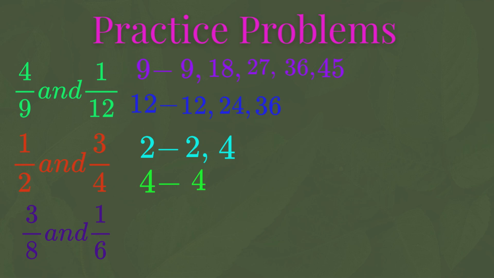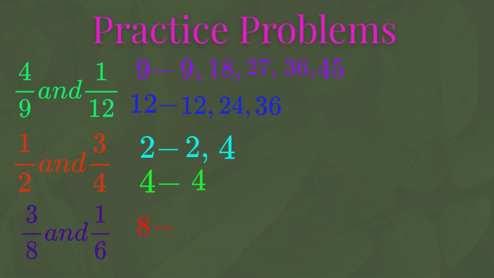Now let's look at our last fractions, 3/8 and 1/6. 8 and 6 are two different numbers. So I must find a common denominator for 8 and 6. I will start by listing my multiples of 8.